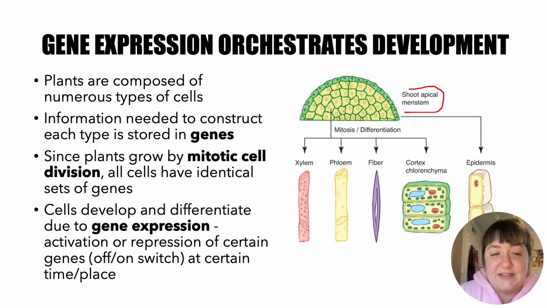All plant cells have the same genes. They grow by mitotic cell division, so that all the cells have identical sets of genes. The way you get all these different cell types that you see, like xylem and phloem, is that different genes are turned on and off. As the cell goes through the process of differentiation, it'll turn on the xylem genes if it's going to be xylem and turn off some other genes, right? That's orchestrated by regulating transcription at certain times and places in the plant, and also influenced a lot by hormones.